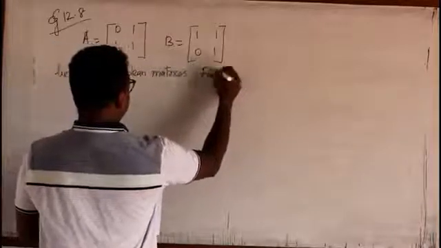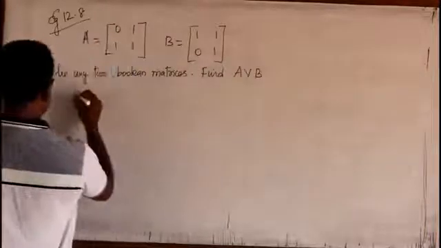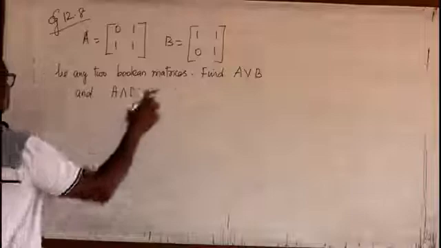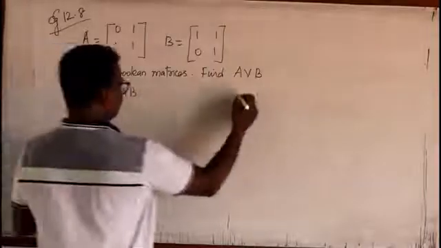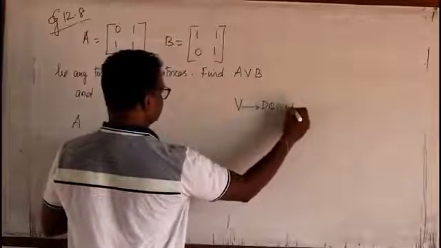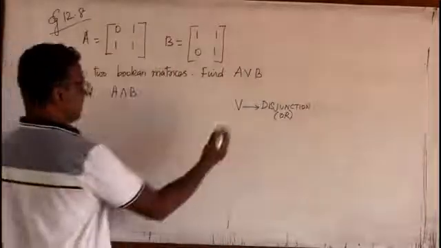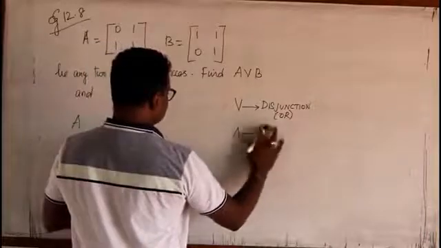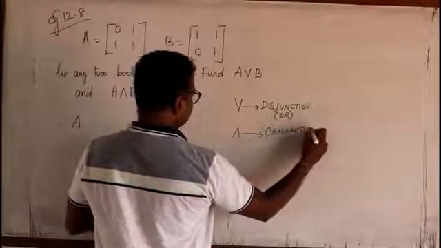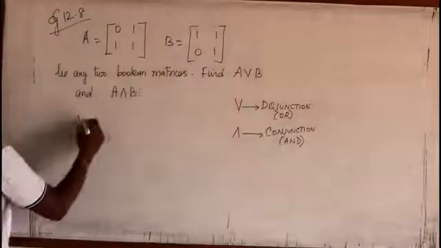We used to say A disjunction B and A conjunction B. A, this B with this notation is called disjunction. We used to say OR, and this is called conjunction, or AND. So it is A OR B.